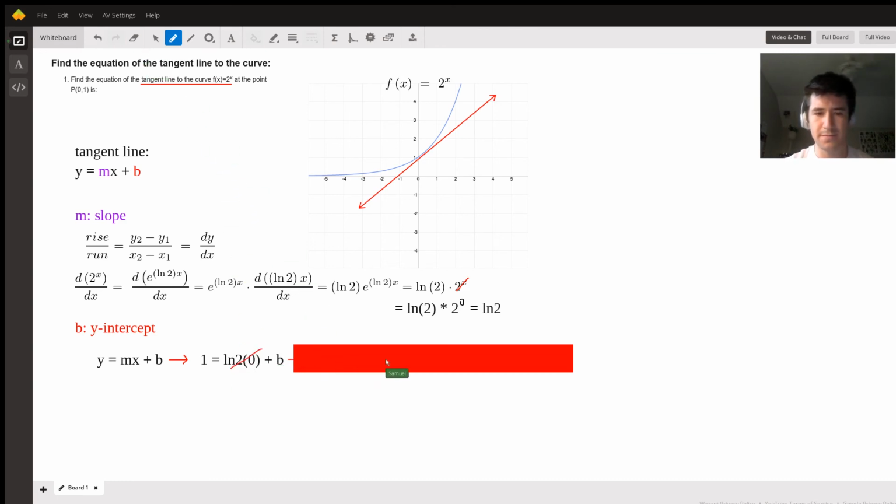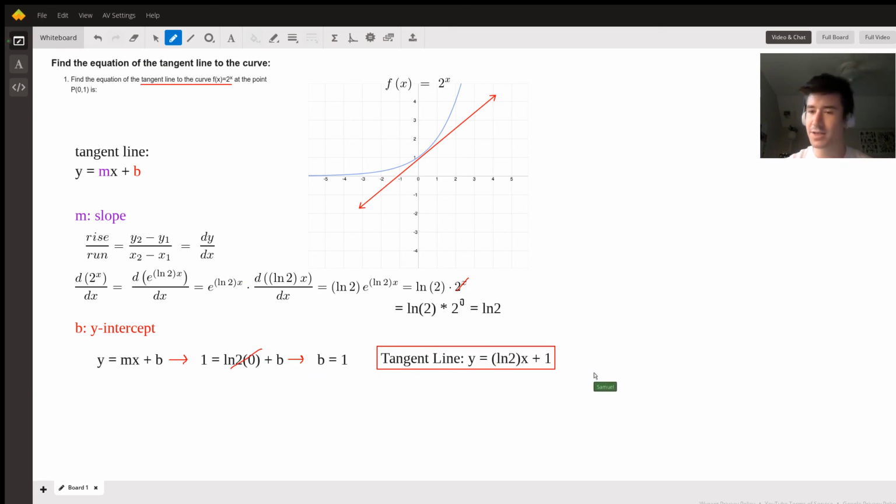When you put it all together, I'm pretty confident that our tangent line has the form y equals natural log of 2 times x plus 1. Natural log of 2 is a number slightly below 1. It's 0.69, which means that our slope is kind of shallow. It's shallower than y equals x, right? And then we also moved it up 1. So it matched our prediction.